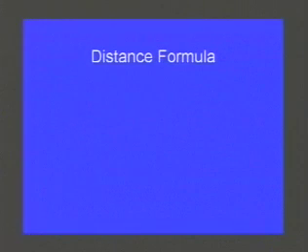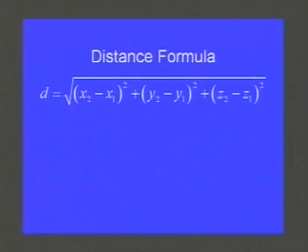Okay, the distance formula in 3 dimensions, very similar to the distance formula in 2. It's just that instead of having just the x's subtracted and squared plus just the y's subtracted and squared, we now have plus the z's subtracted and squared. Okay, so the square root of the difference in the x's squared plus the difference in the y's squared plus the difference in the z's squared.